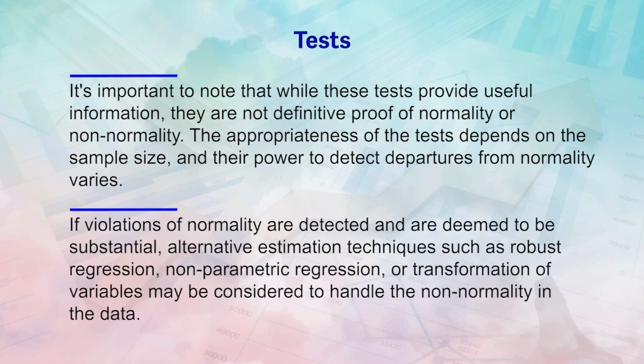So if violations are detected, then we need to go for another regression procedure which will be non-parametric, or you have to transform the variables and take regard of that. That will address the non-normality.